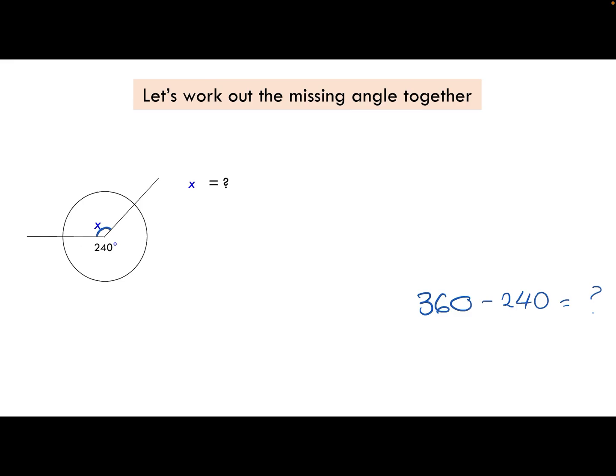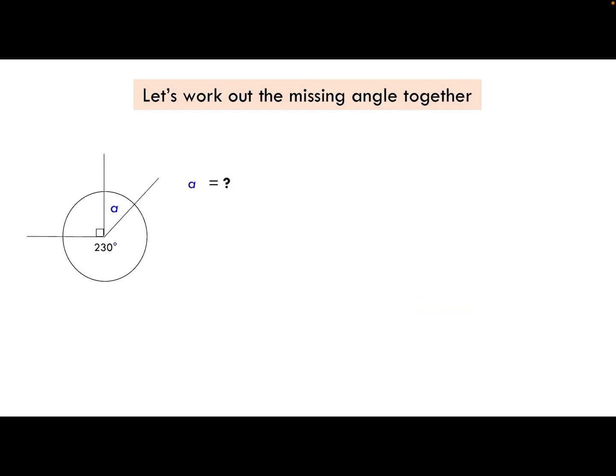Now we can do that in our heads. We can do 60 take away 40 is 20, and then 300 take away 200 is 100. So it should be 120. There we go. Nice and simple. We can all do this. It's pretty much the same: we're taking our 360, taking away what we know, and then we're left with our answer.